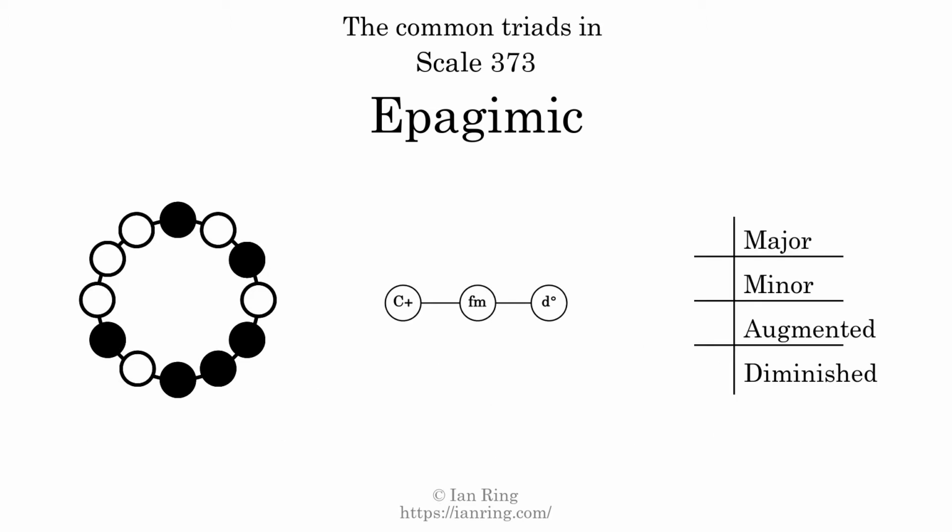The diagram in the center is a graph of parsimonious voice leading between triads. There are no major triads. There is one minor triad. There is one augmented triad. There is one diminished triad. Here is a Hamiltonian path of parsimonious voice leading that uses all the triads.